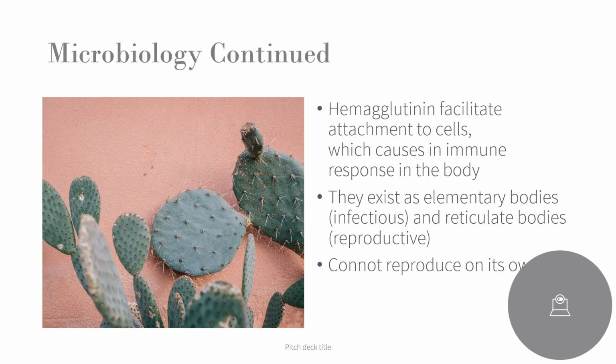And basically, the way that they spread is hemagglutinin facilitates attachment to cells, which causes an immune response in the body. They exist as elementary bodies, and these are the infectious part, and then the reticulate bodies, which cause them to reproduce. And they can't reproduce on their own. They have to have a host cell.